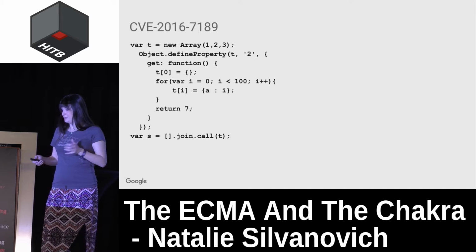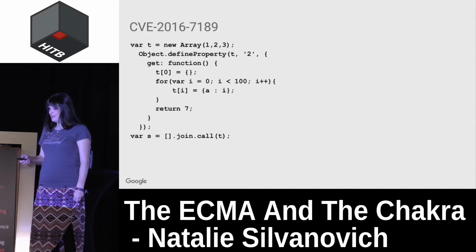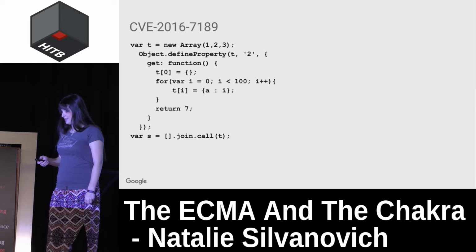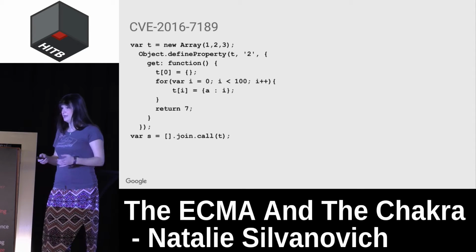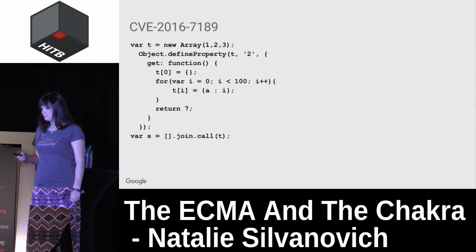So here is the proof of concept for this bug. You start off, you create your new array, and then you create this interceptor, this getter function on the array index, and then this function adds an object to the array, and then you call this join function. And this ends up causing an unexpected transition, which is problematic and makes it into an info leak.